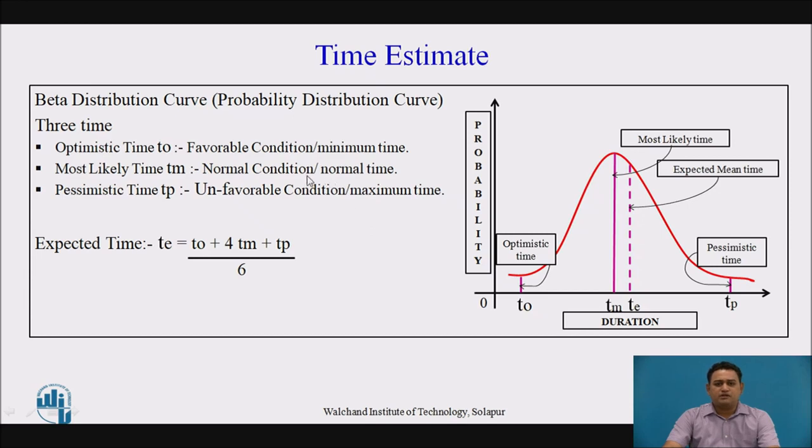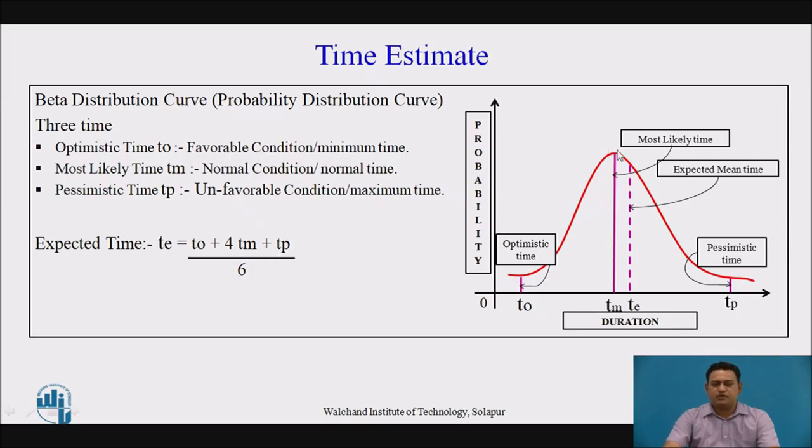With the help of all these 3 times, we define the expected time of each activity, and with the help of this expected time, finally we define the project duration of the particular project. This is the formula used for defining the expected time of each activity, which is equal to the optimistic time plus 4 into the most likely time plus the pessimistic time, divided by 6.